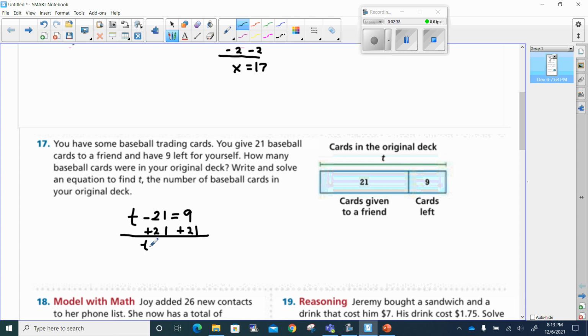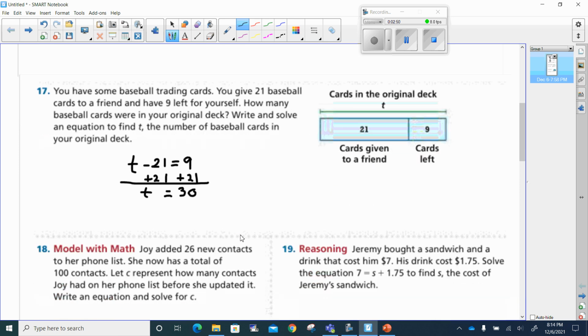T is left over here. 21 minus 21 is 0. We don't bring 0 down. The equal sign comes down. And then 21 plus 9 make 30. So I had 30 cards originally.